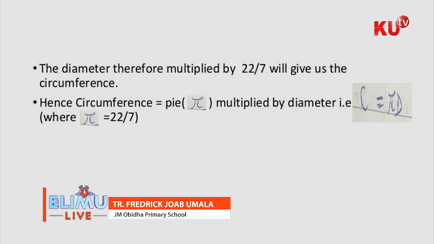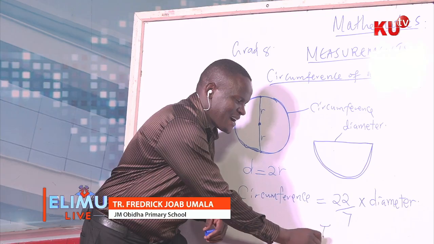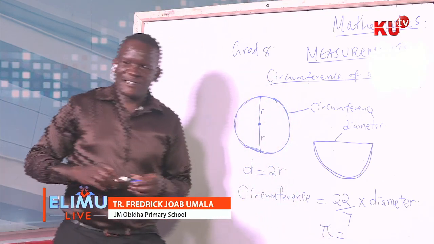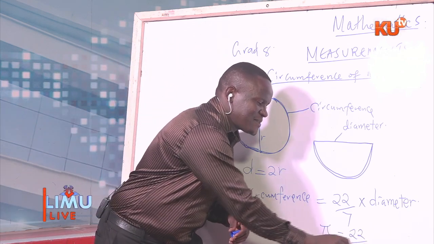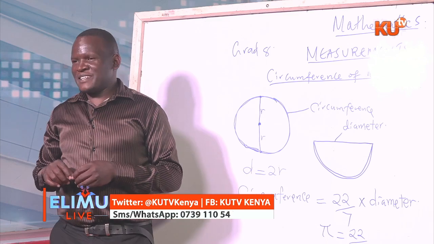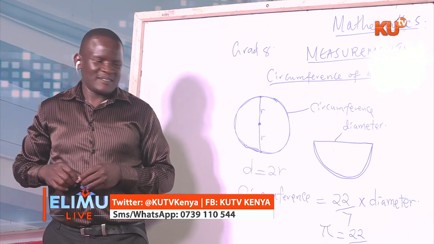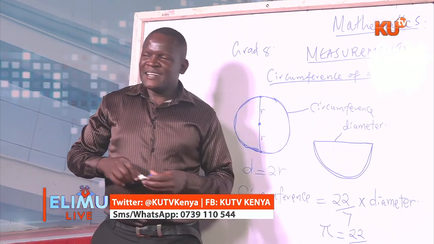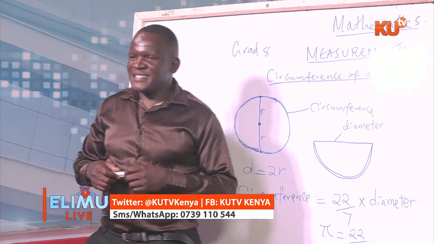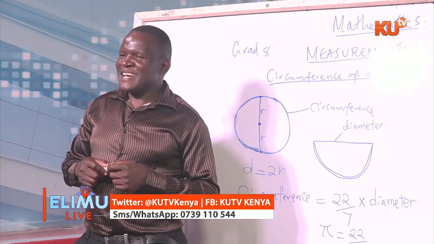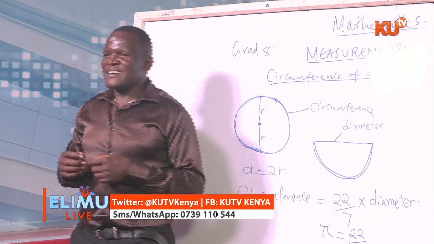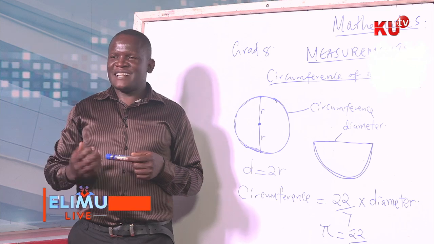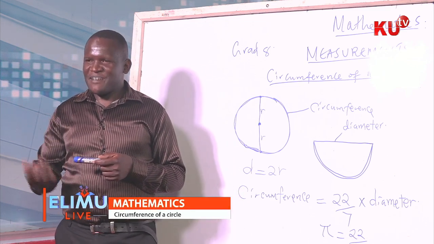Where 22 in our case is denoted by pi. Pi in this case will be represented by 22/7. Pi is a mathematical constant that is used in maths. It is the ratio of the circumference of the circle to the diameter.